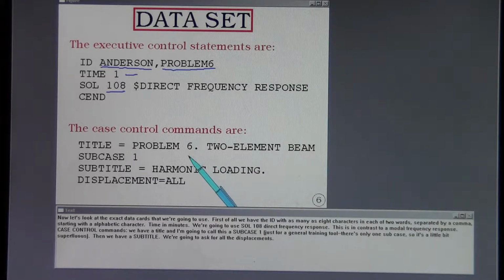Case control commands, we have a title, and I'm going to call this a subcase 1 just for a general training tool. There's only one subcase, so it's a little bit superfluous. Then we have a subtitle. We're going to ask for all the displacements.